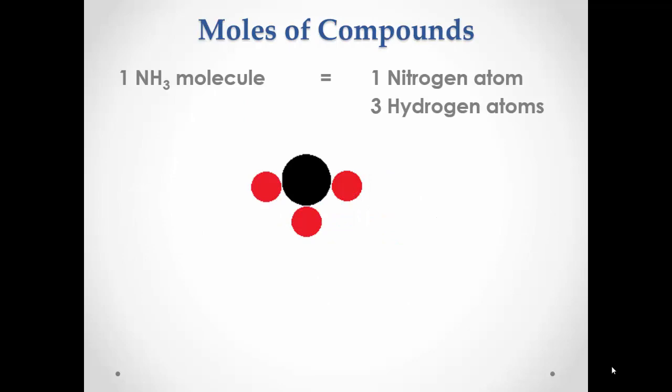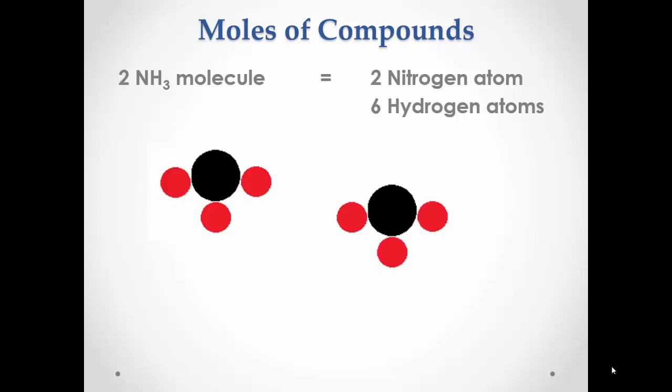Ammonia, for example, has a chemical formula of NH3. The formula for ammonia shows that we have a ratio of 1 nitrogen for every 3 hydrogen in each ammonia molecule. So if we have 1 ammonia molecule, then we would have 1 nitrogen atom and 3 hydrogen atoms. This ratio holds no matter how many molecules of ammonia we have. So if we have 2 ammonia molecules, then we would have 2 atoms of nitrogen and 6 atoms of hydrogen. This is still the 1:3 ratio found in the chemical formula.